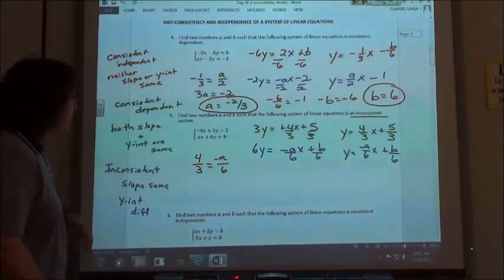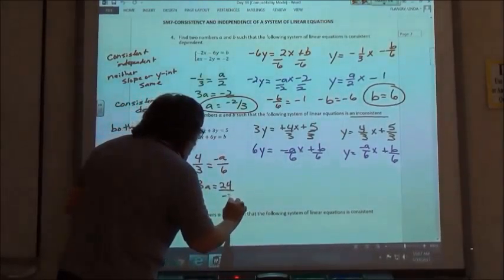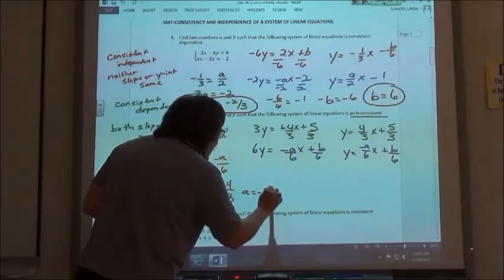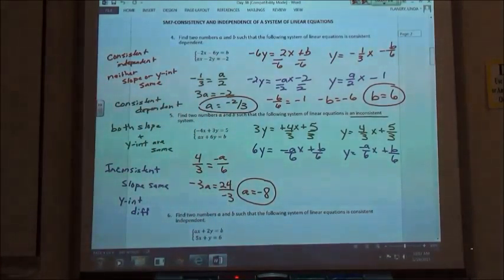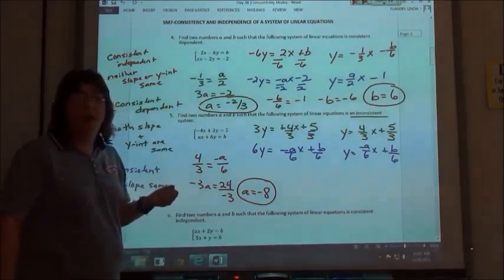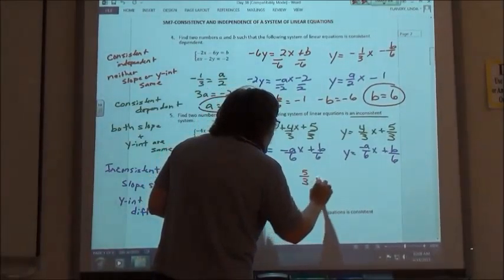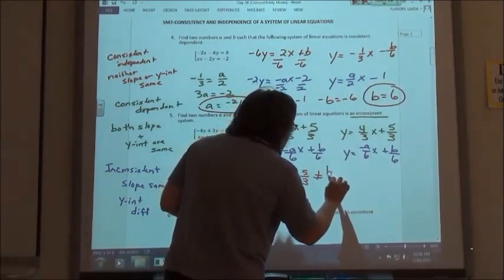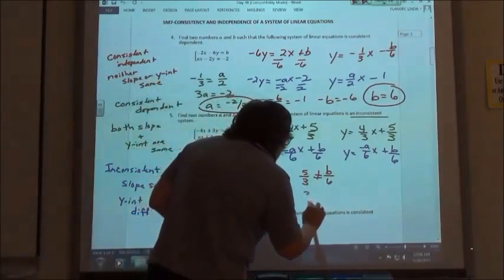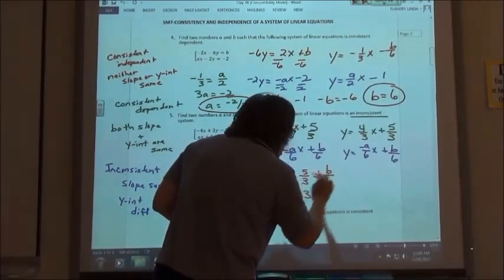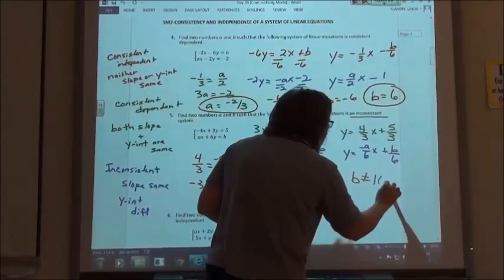And I'm going to, again, cross multiply to solve. So negative 3a equals 24. When I divide, a is going to equal negative 8. Now my b value, I want my y-intercepts not to be equal. So I want to say that 5/3 cannot equal b over 6. And so when I solve this one, 3b cannot equal 30. Divide by 3. b cannot equal 10.